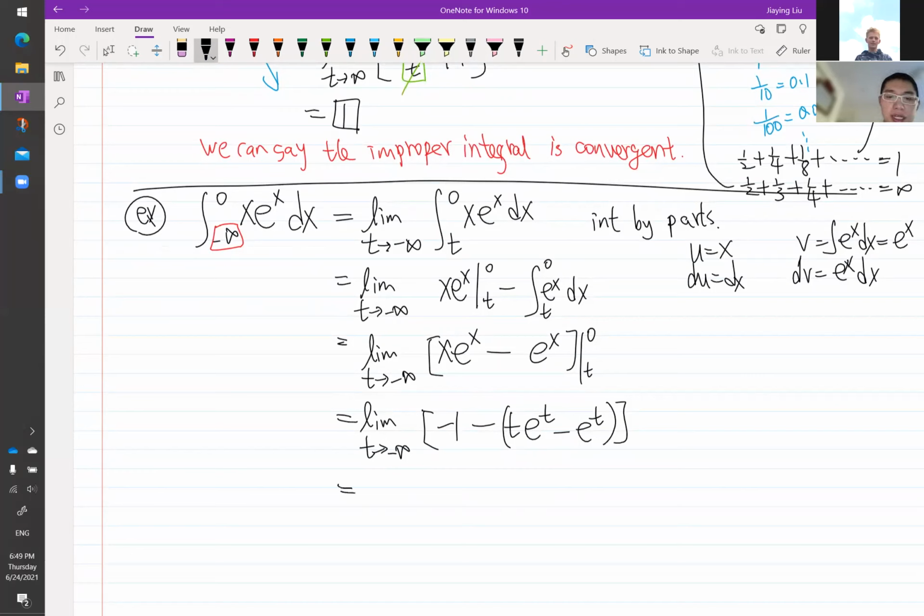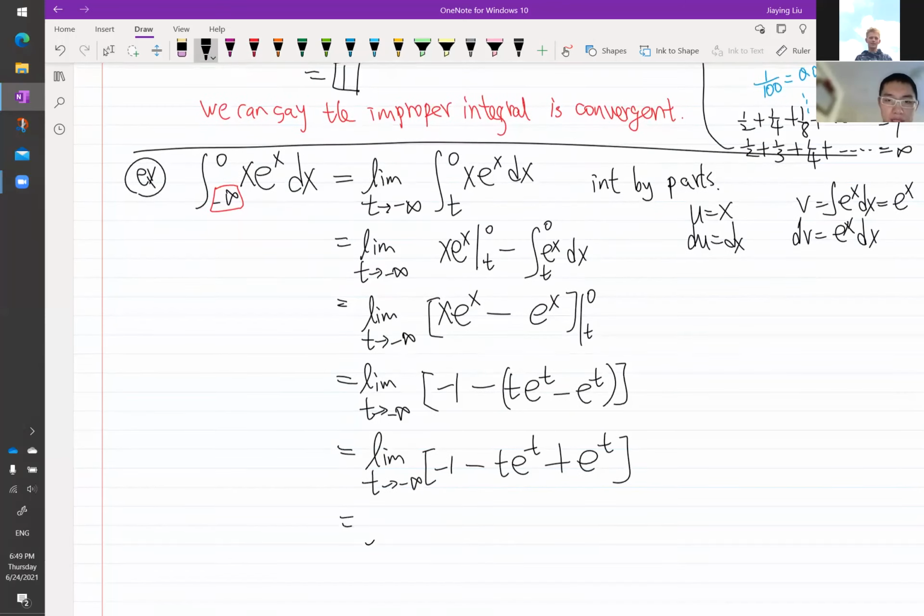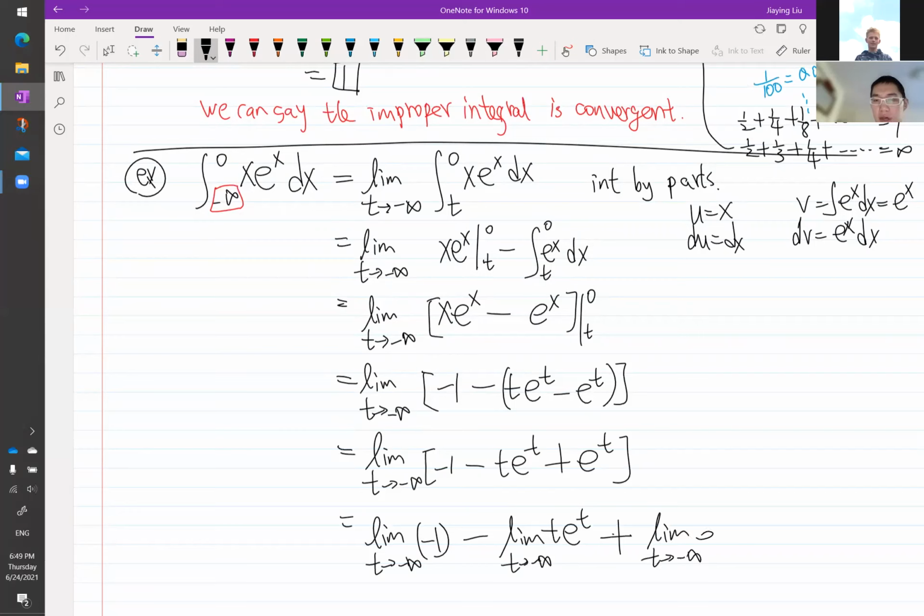We have to take the limit. So let's take the limit. So that becomes the limit as t goes to negative infinity of negative 1 minus t e to the t plus e to the t. You have to be careful with each limit there. The limit as t goes to negative infinity of negative 1 is just negative 1, minus the limit of t e to the t as t goes to negative infinity. You might have to do some extra work to find the limit there, plus the limit as t goes to negative infinity of e to the t, which you can also find.